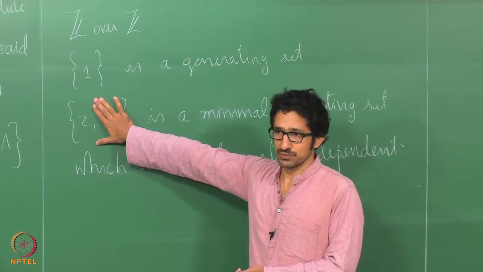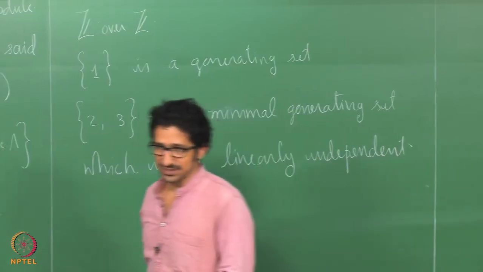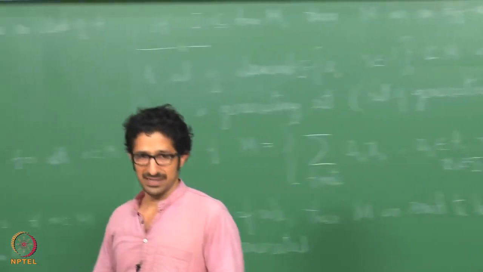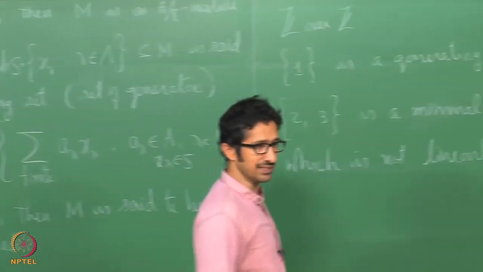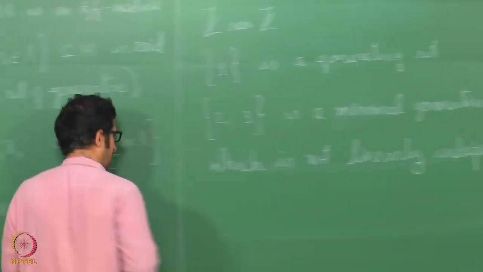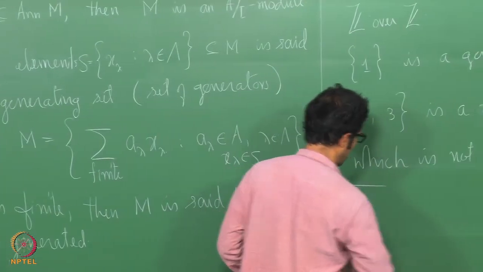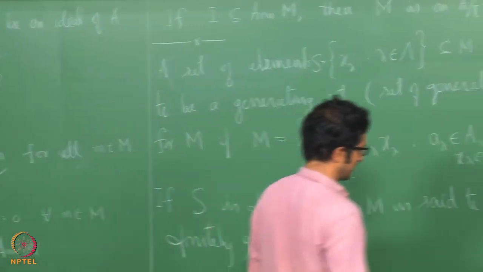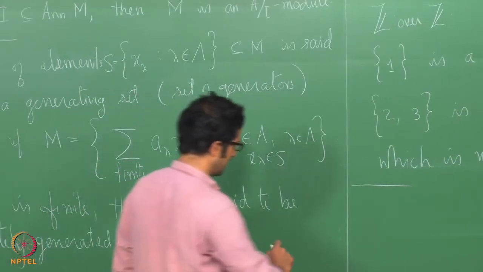If you take simply 2, that's a maximal linearly independent set. In fact, you take any single integer, that's going to be a maximal linearly independent set. But that is not a basis unless that integer is 1 or minus 1. So the theory of modules is slightly more general, and it doesn't behave as nicely as in the case of vector spaces over fields. So let's look at one or two more examples of generating sets.